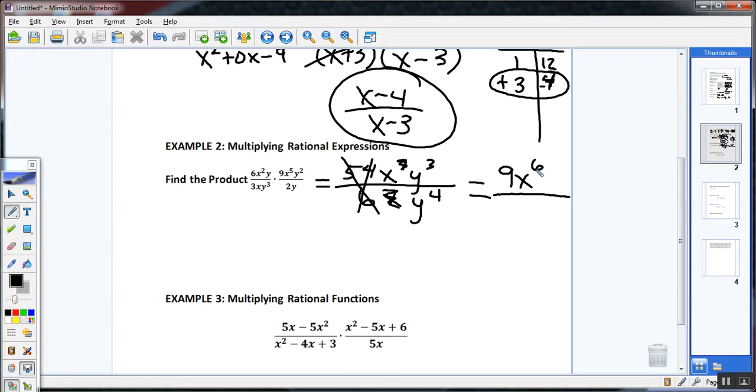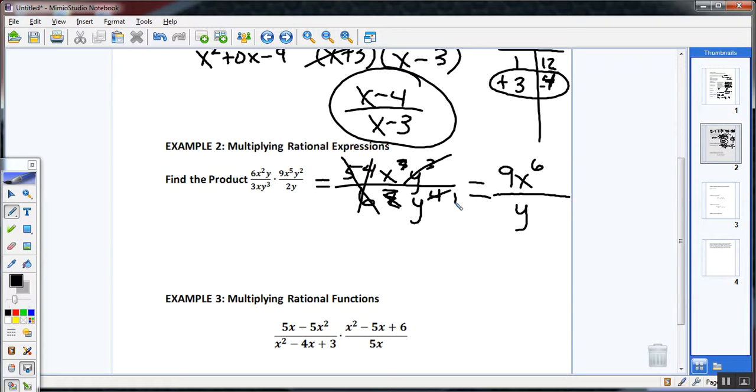Okay, I'm buying what you're selling. How about the y's, guys? How many y's are up top? How many are on the bottom? 3 up top would take 3 out on the bottom, leaving you with 1, but where? On the bottom. Okay, there's more y's on the bottom than on top, so the y's have to stay where? And there's going to be how many y's down here when I put these together? 3 of these would take out how many down here? 3 of these, making that a 1. There's your simplified form: 9x to the 6th over y.